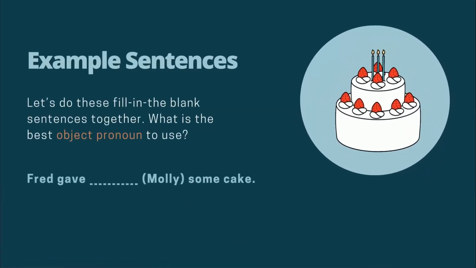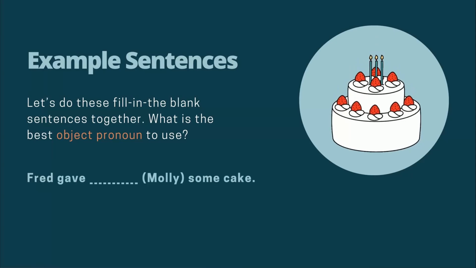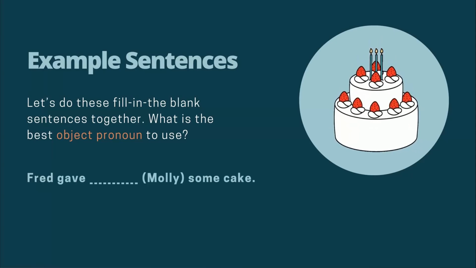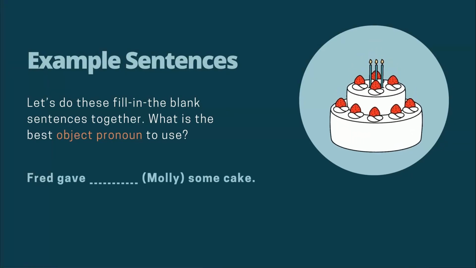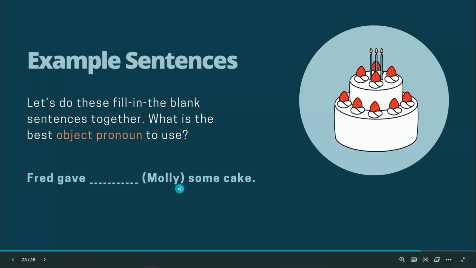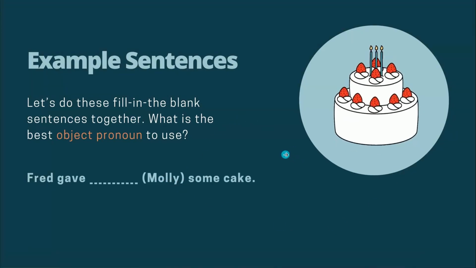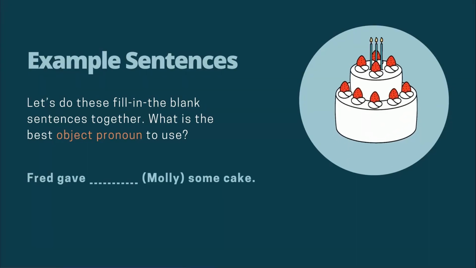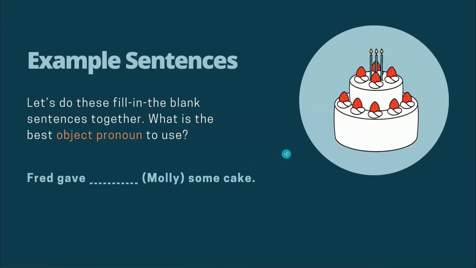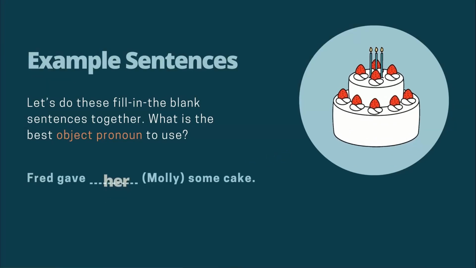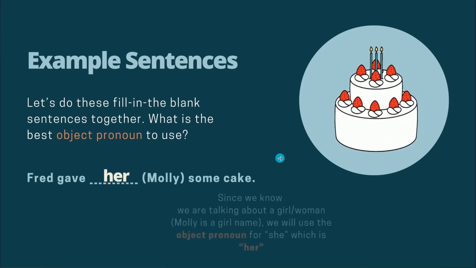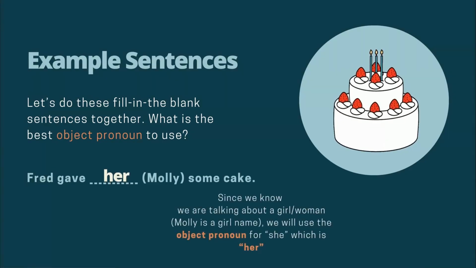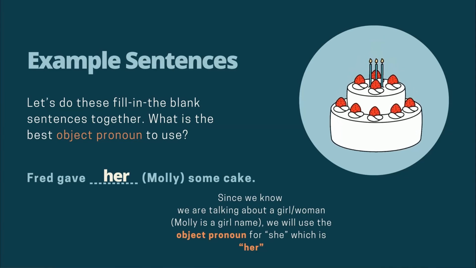Let's look at this one. Fred gave Molly some cake. So now we're looking at the object, who is Molly. It tells us Molly is typically a girl's name. So what is the best object pronoun for a girl? Her. So since we know we are talking about a girl or woman, because we know that Molly is a girl's name, we will use the object pronoun for she. And this object pronoun is her.